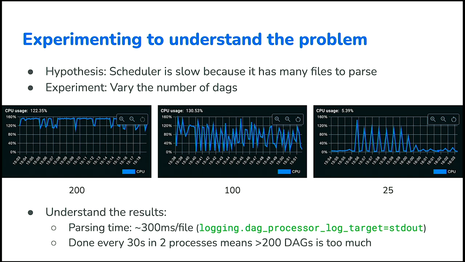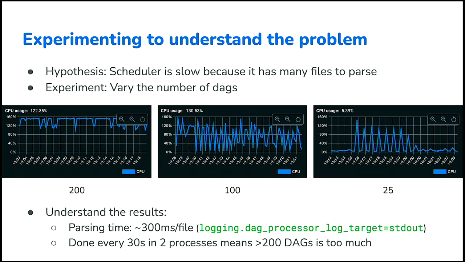It was not a threshold defect, for example. So I created 200 DAGs, and you can see that the CPU is pretty high. With 100 files, you can see it's starting to breathe a bit, and with 25 files, everything is fine, we have plenty of CPU to use to do other stuff. So once I had this, I started digging and reading the code to understand what was happening.